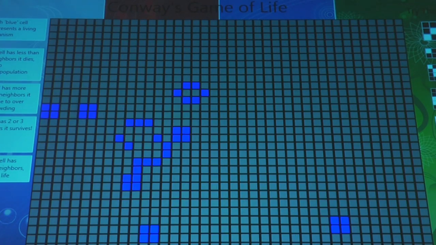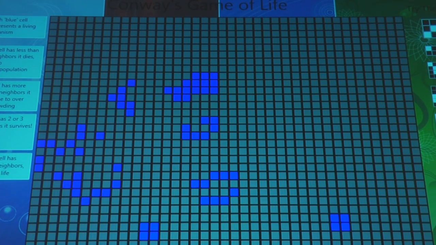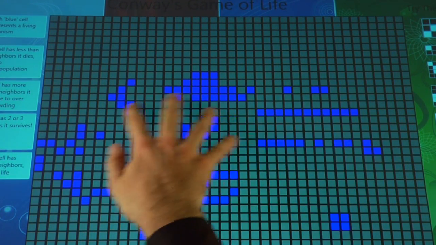What makes this version of the game unique is that it's very easy for multiple hands to interact with the simulation while it's running.